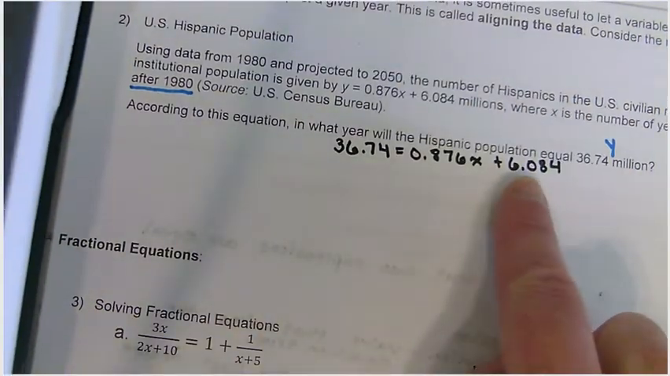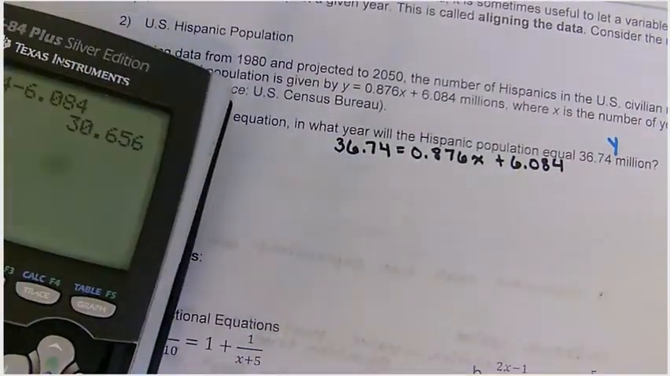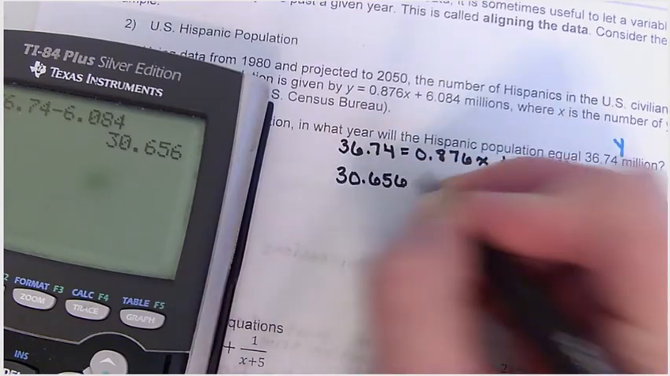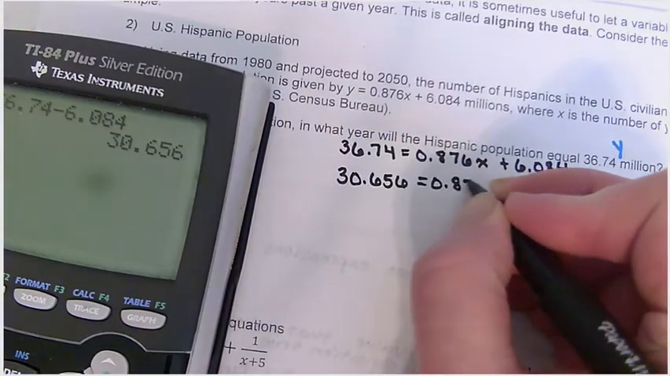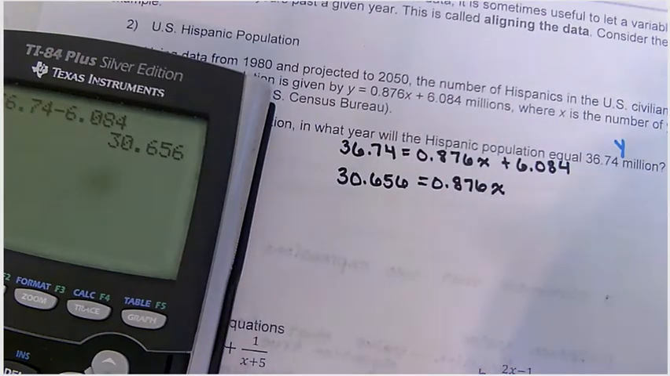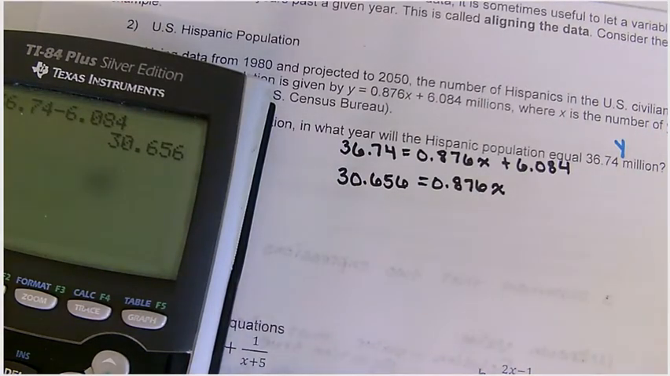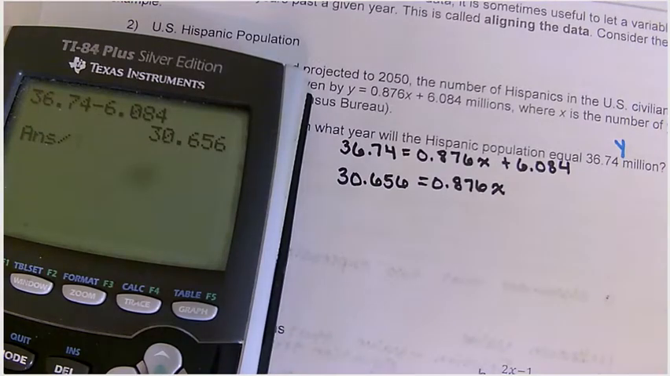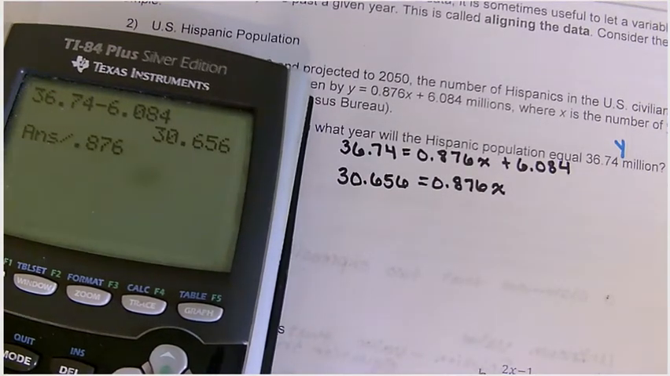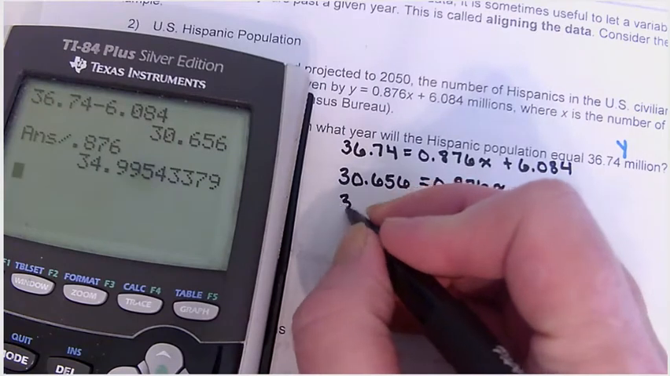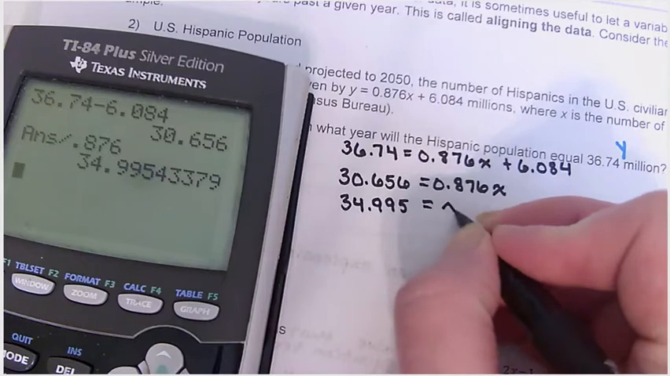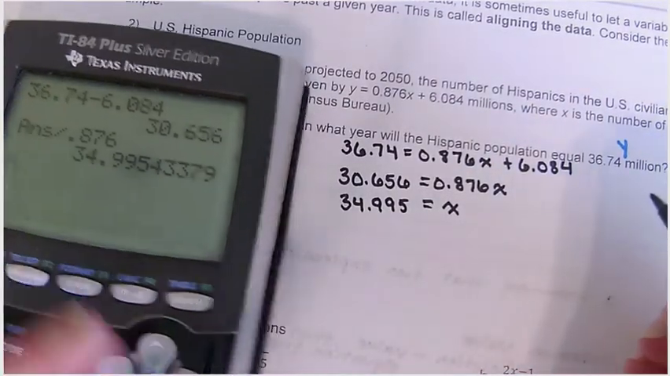So I'm going to subtract the 6.084, and that gives me 30.656. And don't be freaked out that we have weird numbers. When we do real life situations, we're going to have weird numbers. Now I'm going to divide by the coefficient of x. And we get 34.995 is x. Well, that's approximately what?